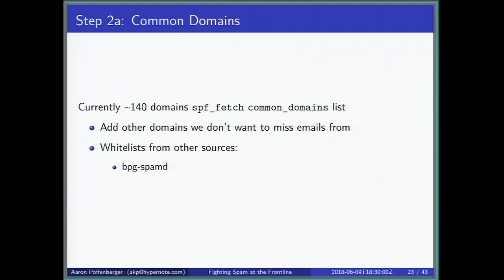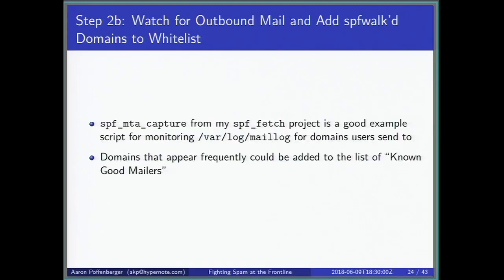But I also use BGP SpamD. Now, if you're not familiar with this project, this is a project started by Peter Hessler using BGP to distribute both white and black lists. And we'll talk a little bit more about the effective use of that. The other thing I do is I watch for outbound mail. I mentioned earlier the SPF fetch or SPF monitor MTA script. That's really effective for making sure domains get added.